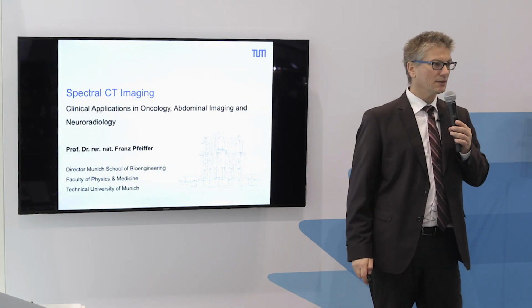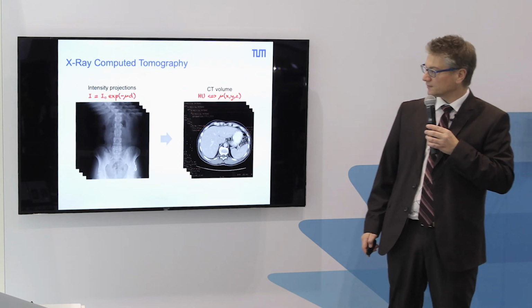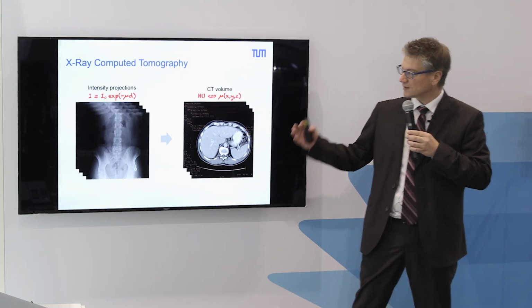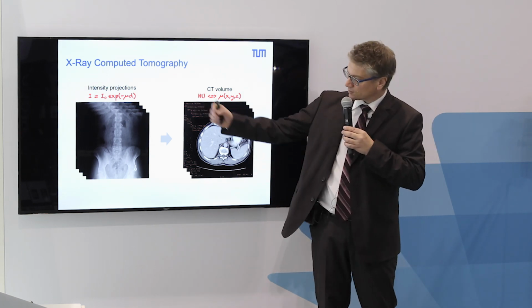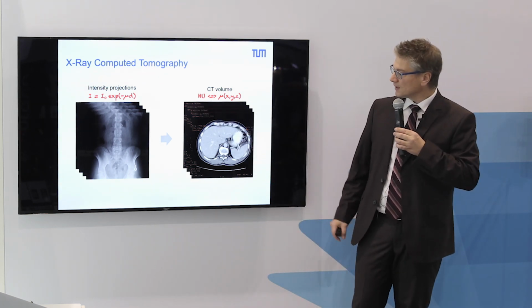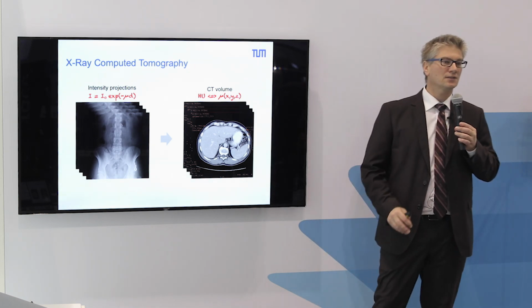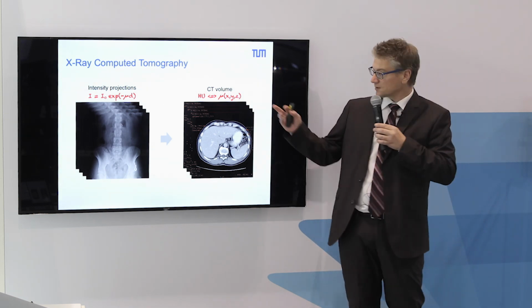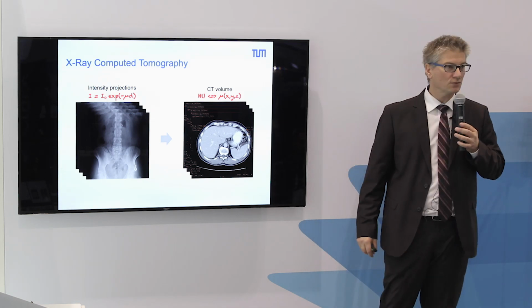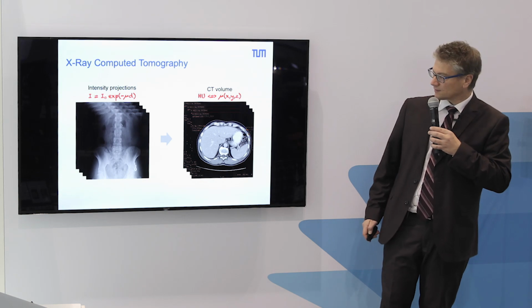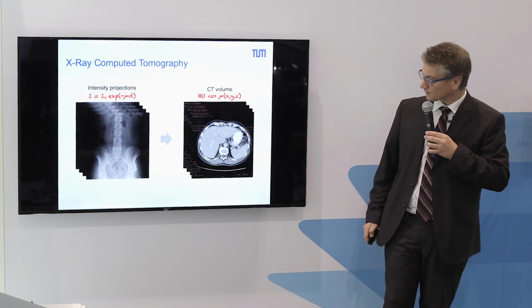Okay, just a few words on the recap of the basics, just a few slides to get you on the same page. X-ray computed tomography: we take projections, Lambert-Beer law, and then we reconstruct essentially the 3D distribution of the X-ray attenuation coefficient, and this is in clinical day routine converted to Hounsfield units because these are easier to handle from a practical point of view.